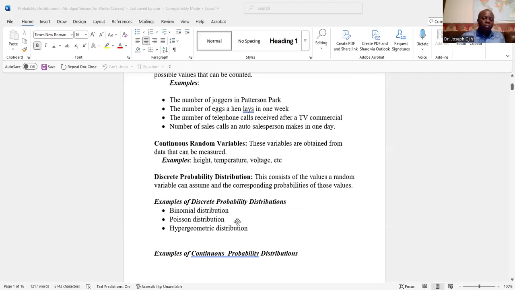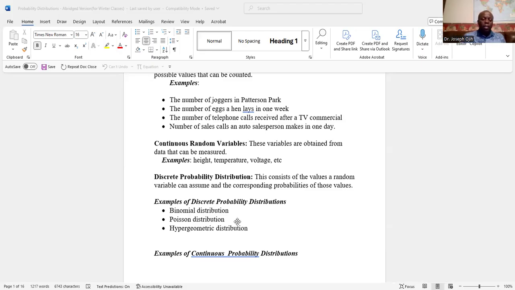A discrete probability distribution consists of the values a random variable can assume and the corresponding probability. The values they can assume and the corresponding probability. That's why we call it discrete. We have many types. We have the binomial distribution, the Poisson distribution, and the hypergeometric distribution. We'll come to that. We'll be focused more on binomial and Poisson distribution.